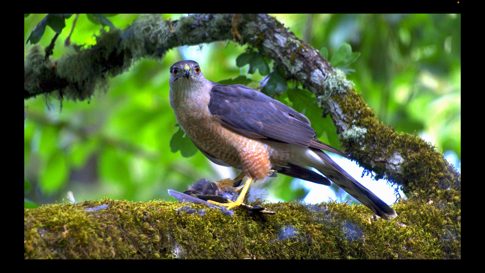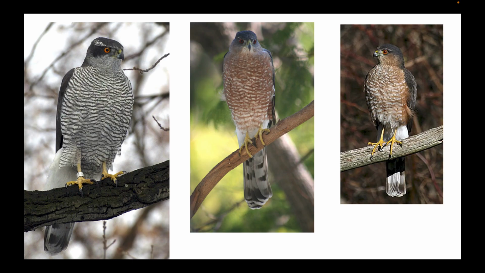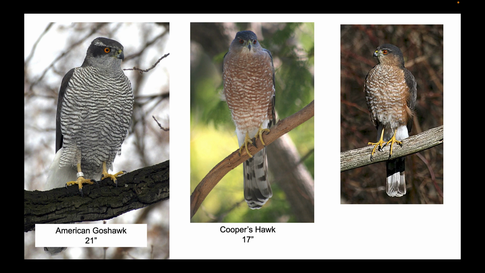And we see this in three species of hawks that live in Michigan here. This one illustrated here is a Cooper's hawk. If we look at the three species of these hawks that live in Michigan, we see the American goshawk at 21 inches in length, the Cooper's hawk at 17 inches in length, and the sharp-shinned hawk at 13 inches in length. And so we could ask the question, what's going to happen as far as food that they use?